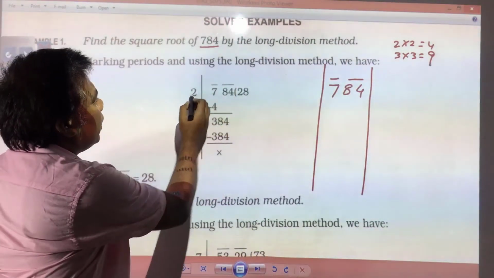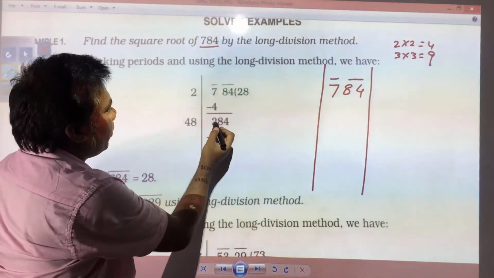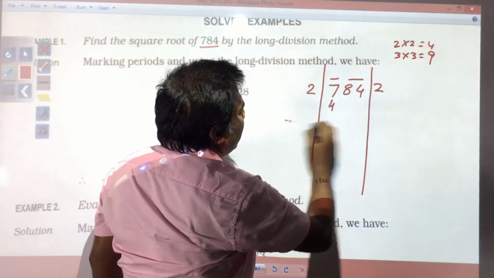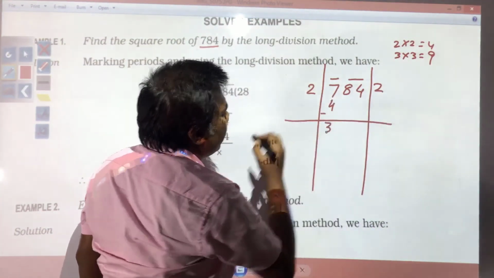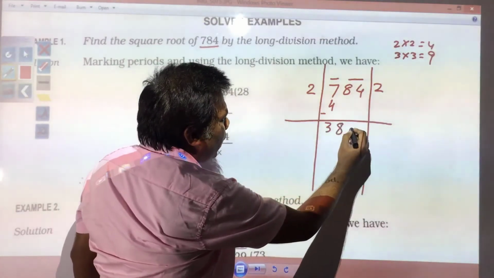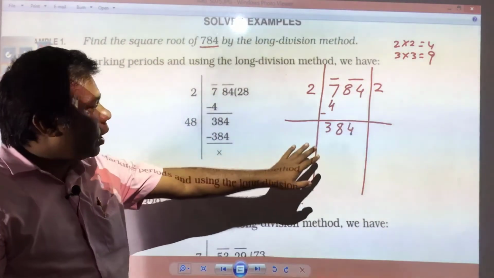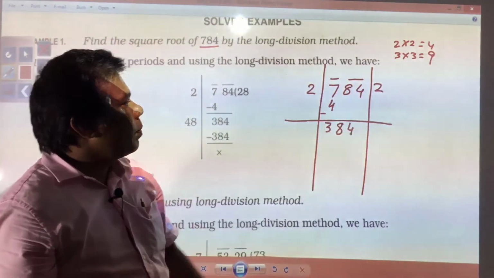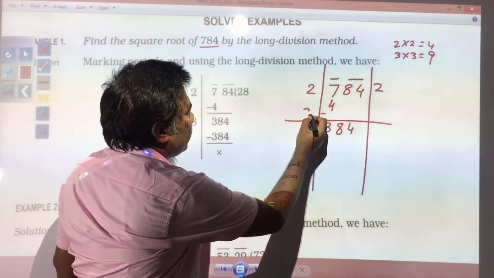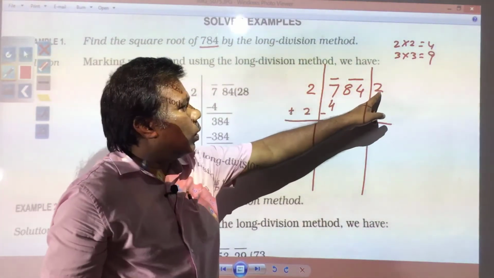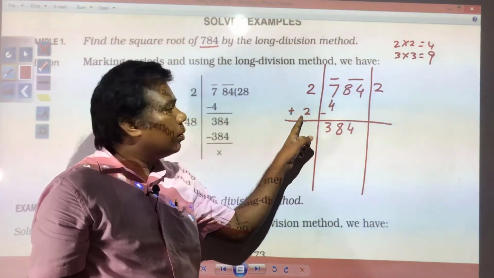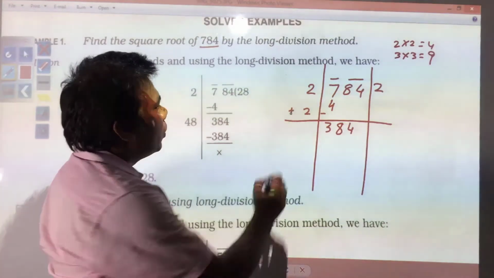So, 2 has been taken, 2 twos are 4 has been subtracted, you have got 3. Now, what we need to do? The next period is required to be taken down. So, 84 has been taken down. Now, you have dividend 384. Now, this 2 is required to be added on this. This 2 that you have written in the quotient, or you can say the same divisor, is required to be written over here and added. So, what have you got?